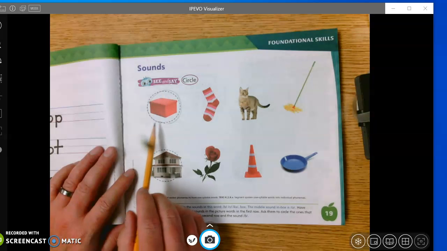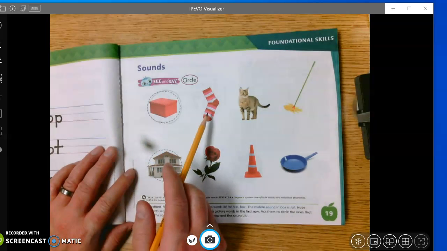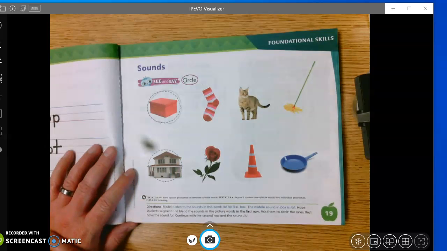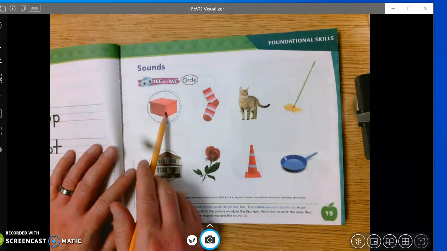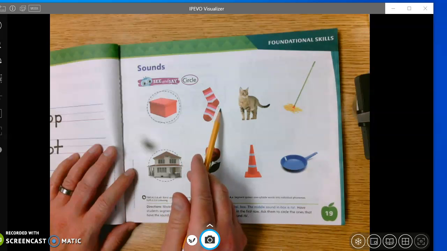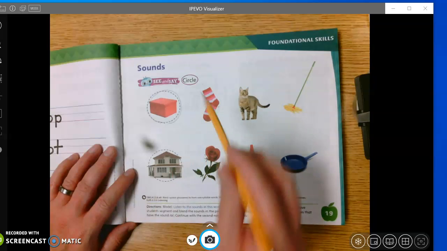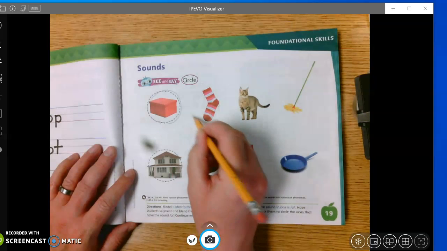Okay, so on the first row, on these four, we're going to look for the things that have the short O sound and circle them. Okay, so box. How about this? What is that? That's a sock. Is that the short ah sound or the long O sound? S, ock. That is the short O sound. So we're going to circle that.